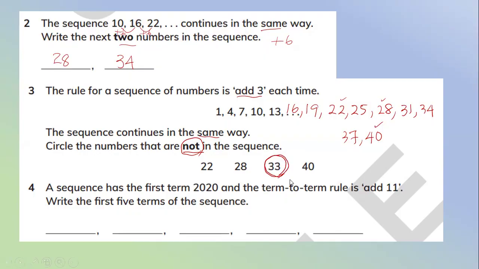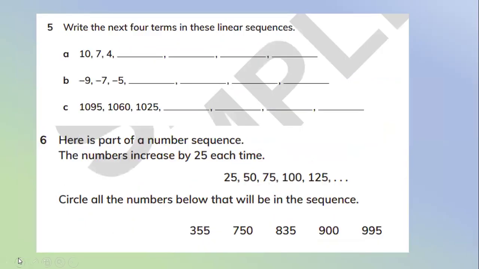Number 4, a sequence has the first term 20, and the term to term rule is add 11. Write the first 5 terms of the sequence. First term is 20, 20 plus 11 is 31, then 42, then 53, and 64. Okay, that's all.